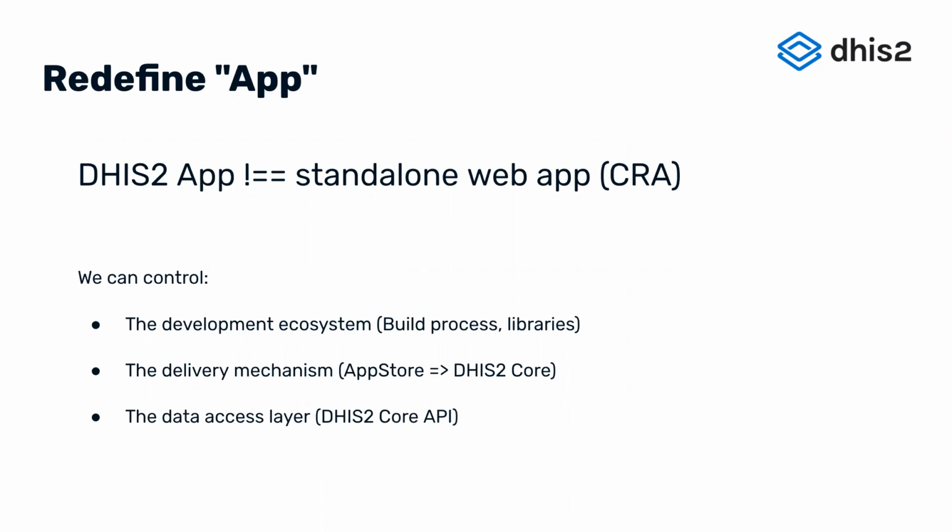So the reason we can do this is that we can control the development ecosystem, which is the build process and the libraries that are used. And we can also control the delivery mechanism, which is delivering from the application developer to the App Hub. I put App Store here. The name has been changed to App Hub. I apologize. Which can then be used to install that application into the DHIS2 core instance installed somewhere in the world. Finally, we have the data access layer, which we can control, which is the interface between a DHIS2 web application and the DHIS2 core. And we can make a lot of simplifying assumptions as well as consistency of approach in how we apply that to DHIS2 web apps.